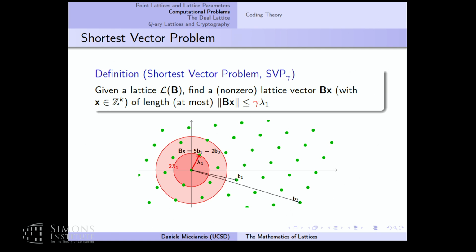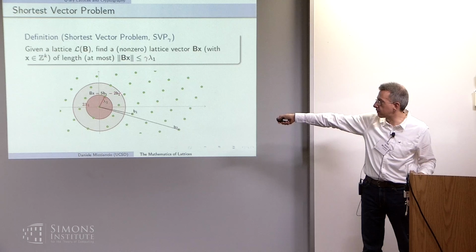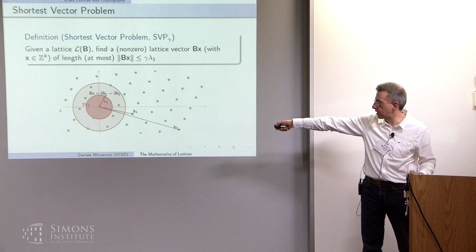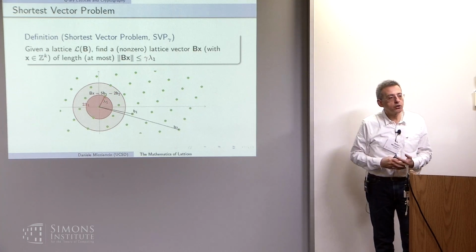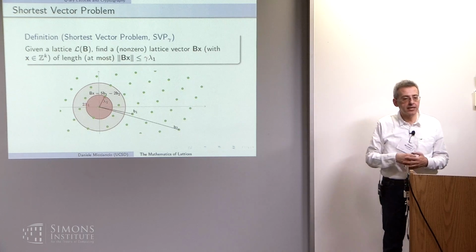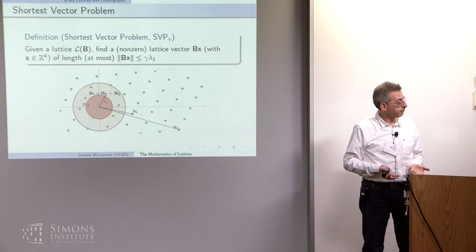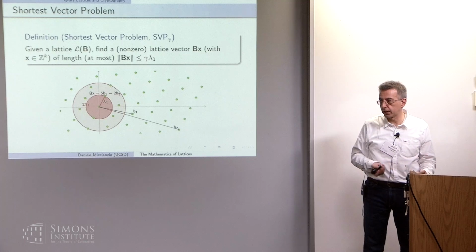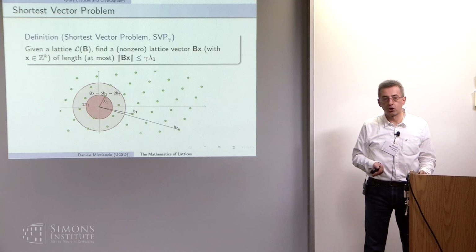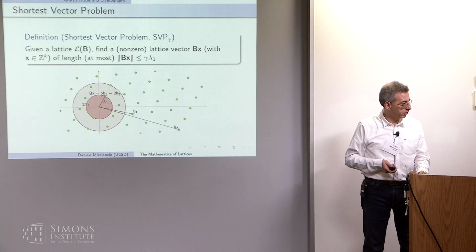Instead of asking to find the shortest vector, a vector of length lambda 1, we ask to find a vector that is not much longer than that. Let's say longer than lambda 1 by at most an approximation factor gamma. So you can make this sphere bigger, say by a factor gamma, so in this case it is twice as big, and I ask you to find a non-zero point inside this larger ball. It's not going to be the shortest, but it's going to be short. It's going to be an approximately shortest vector.